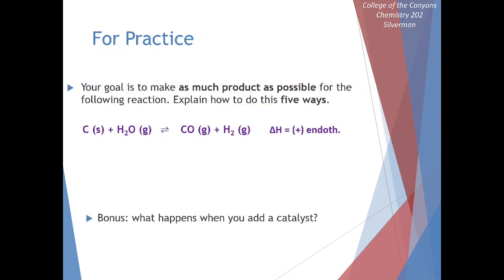All right, we'll leave you with one last final practice question. Our goal is to make as much product as possible. Maybe we're trying to manufacture these products and capture them, produce them as efficiently as possible. Can we think about maybe 5 ways to do this as efficiently as possible?